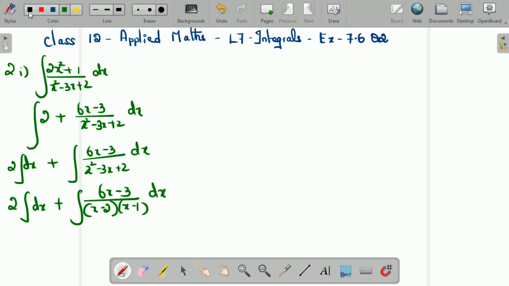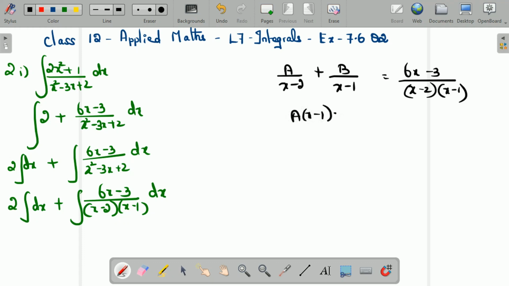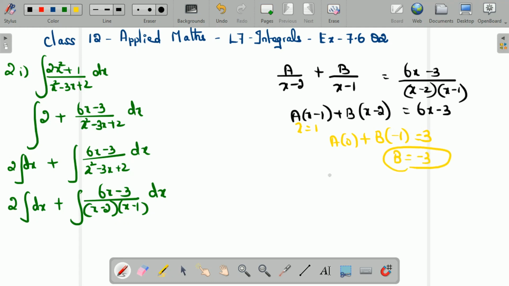Now let's do the partial fractions. So a divided by (x minus 2) plus b divided by (x minus 1) is (6x minus 3) divided by (x minus 2) into (x minus 1). So a into (x minus 1) plus b into (x minus 2) is equal to 6x minus 3. Now let's put x is equal to 1, which means a into 0 plus b into minus 1 is equal to 3. So b will be equal to minus 3. Now let's put x is equal to 2. So a into 1 will be equal to 12 minus 3, which is 9. So a is equal to 9.